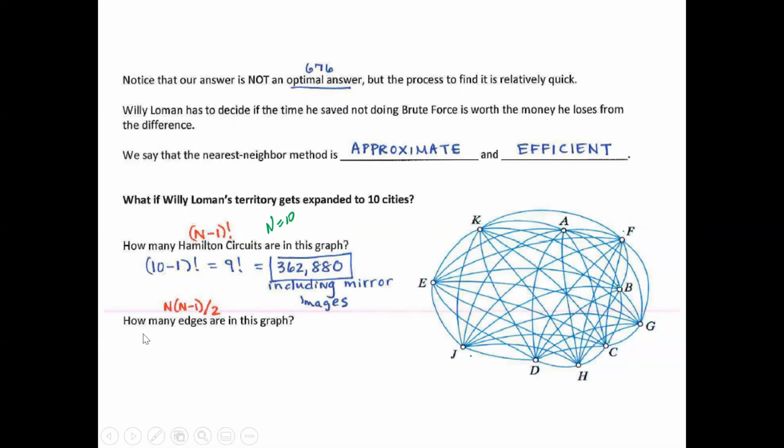No, that's absolutely crazy. How many edges are a part of this graph? If you want to count all the edges, you can, but a better way of doing this is by using the formula n times n minus 1, divided by 2. So I just plug this in as 10 times 9 divided by 2, which is 45 edges.